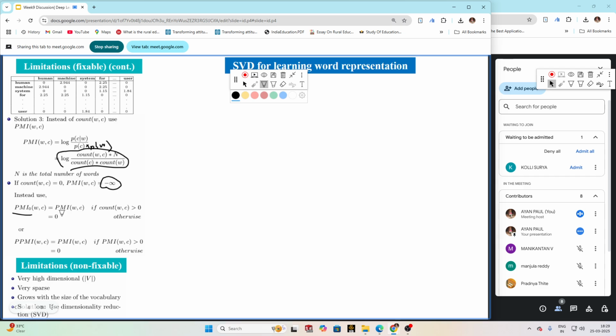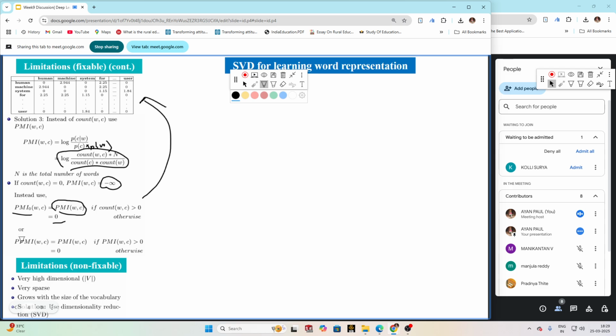So what is this PMI naught? In PMI naught, we write the PMI whenever the word count is greater than 0. Whenever it is equal to 0, we write 0 instead. So this table is of PMI naught, because 0 is written.